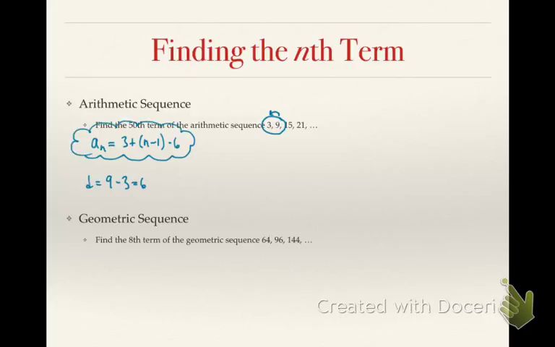So if I want to find the 50th term, I just plug in 50 for n. So 3 plus, now the n minus 1 becomes 49, times 6. And if you do 49 times 6, that gives us 294. So 3 plus 294. Add the 3, 297. So that means that the 50th term in the sequence is 297.